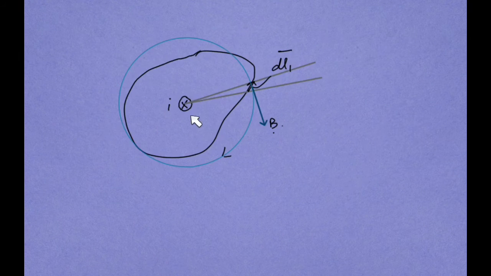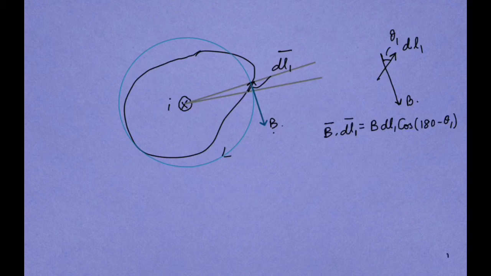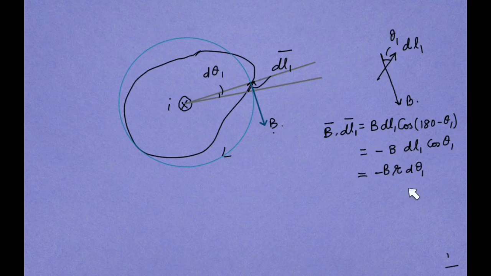Suppose the current is inward, so its magnetic field will be in the opposite direction like this. And here again, if you want to find B dot dl, and suppose this angle is theta 1, the angle between B and dl1 will now be 180 minus theta 1. So B dot dl will be B dl1 cos(180 minus theta 1), and this will be minus B dl1 cos theta 1, and dl1 cos theta 1 is again r d theta 1. So it is a negative quantity.